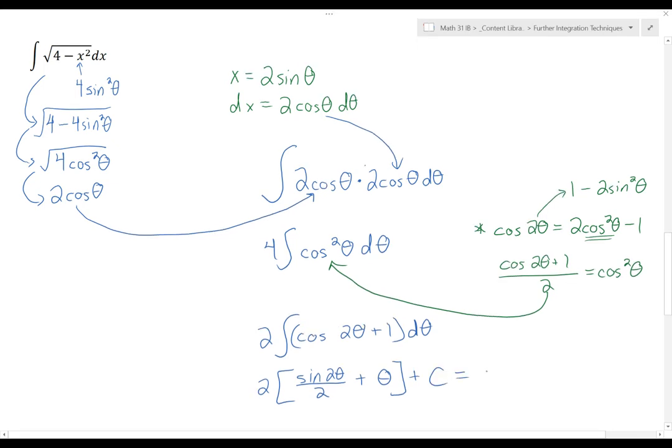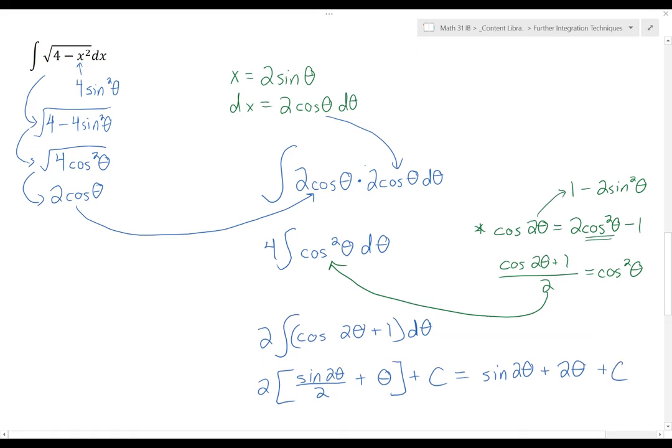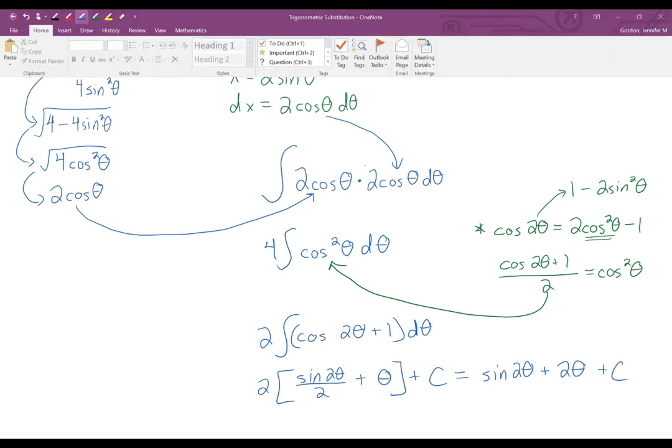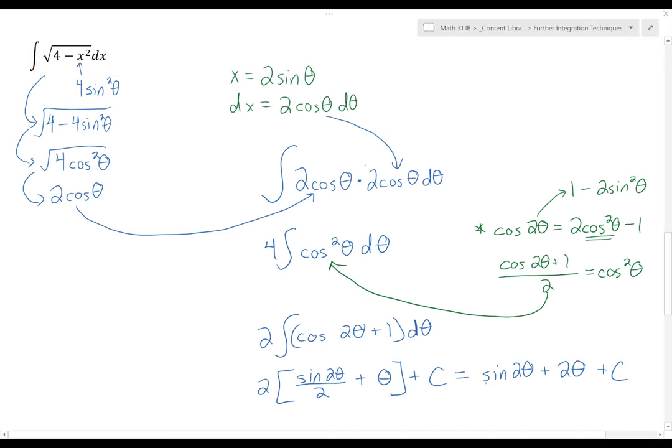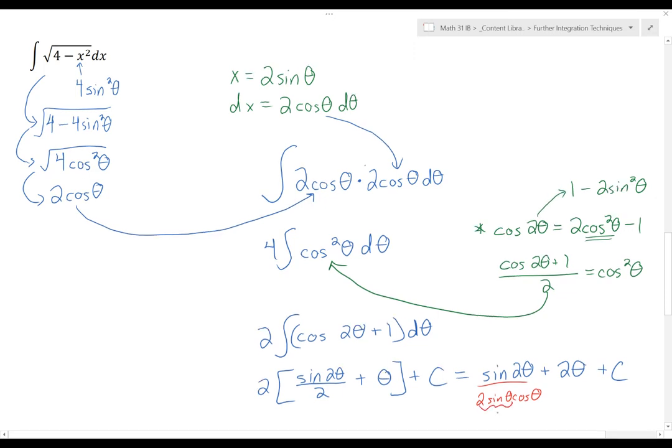So in other words, sine 2 theta plus 2 theta plus c. Okay, so we have our antiderivative. The last thing we have to figure out is how can I re-express this as a function of x? Sine 2 theta is a tricky one because I don't have 2 theta. So for that, I'm going to use the identity that this is 2 sine theta cos theta. The 2 sine theta part's easy. That's x. That was my actual initial substitution. But cos theta, I'm going to have to think about.